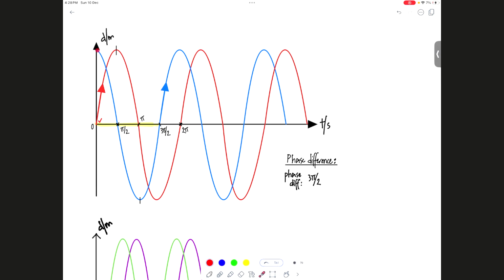Can you tell me which wave started first, the red wave or the blue wave? Which wave started first? প্রথমে কোন ওয়েভটা আসছে? How do you know that? The blue one. Right. Both started at the same time.